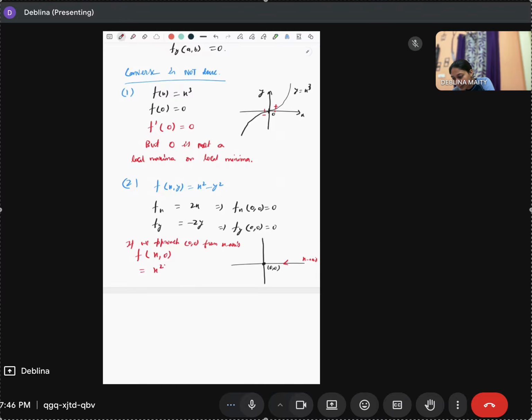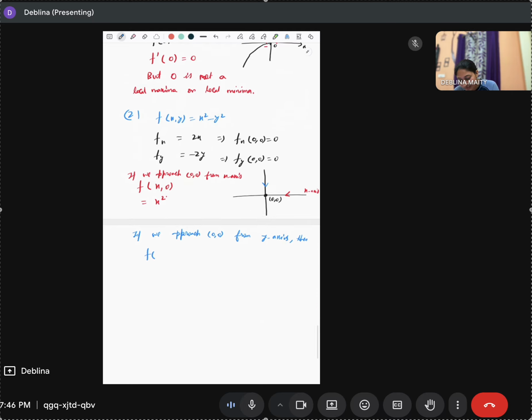And if we approach (0,0) from the y-axis, then x is 0 in this axis, so f(0,y) is minus y square.